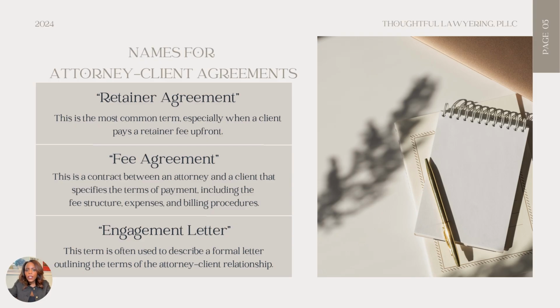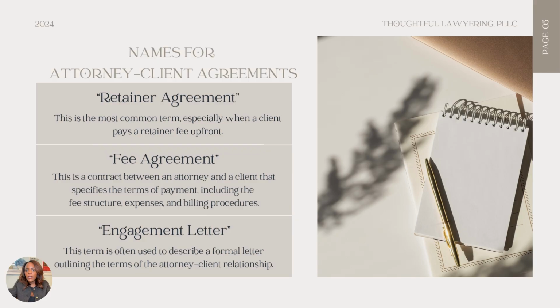To start, you might hear attorney-client agreements referred to by different names. While there are 3 common names for attorney-client agreements, they all essentially serve the same purpose, to outline the terms of the attorney-client relationship. A retainer agreement is the most common type, especially when a client pays a retainer fee upfront. This agreement typically details the scope of legal services, fees, expenses, and billing procedures.